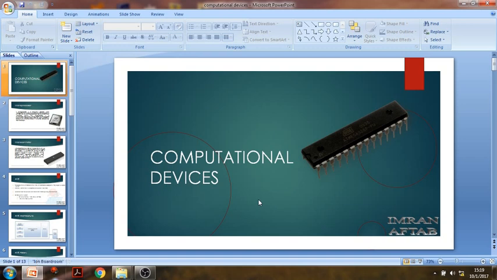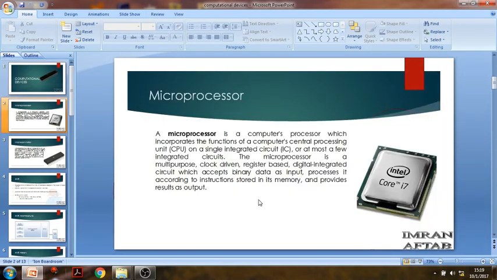Today we are going to learn about microcontrollers. Before going on to microcontrollers, first of all we try to know what a microprocessor is. A microprocessor is a computer's processor which incorporates the function of a computer's central processing unit on a single integrated circuit. So it's a simple IC, but it's a programmable one.